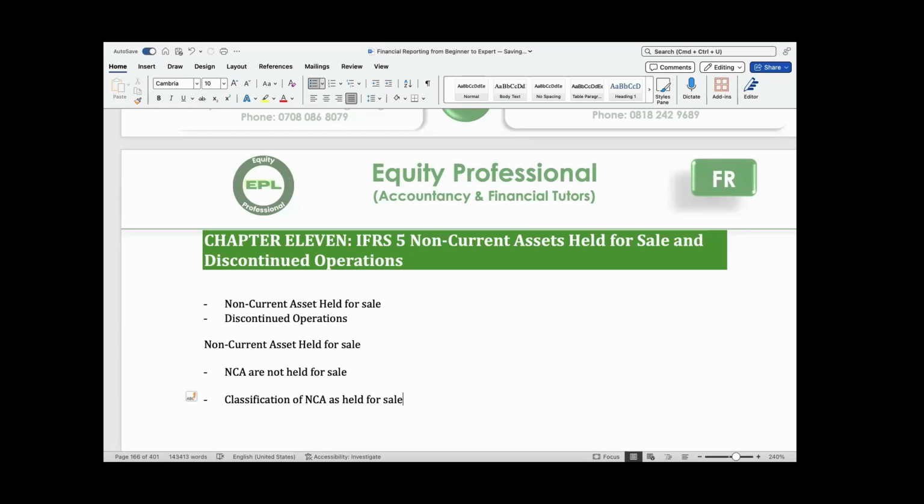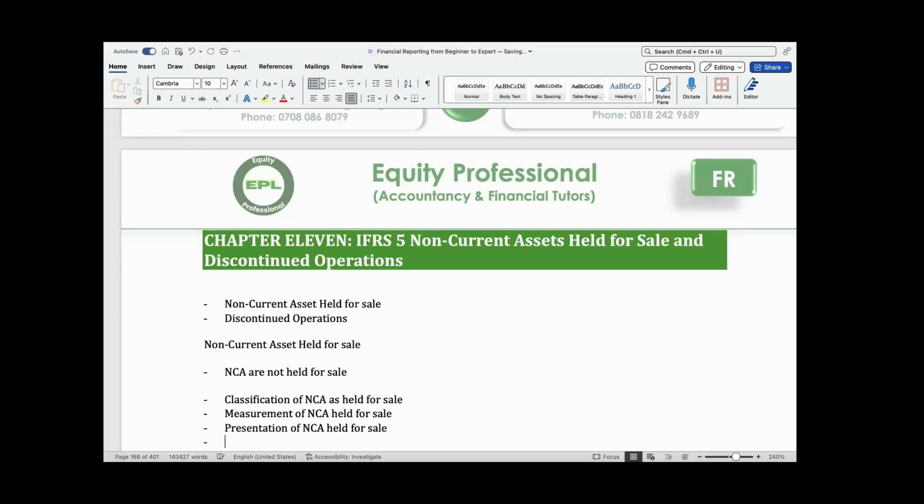Then when that is learned, this standard will also teach you the measurement of non-current assets held for sale. How do you measure a non-current asset held for sale? And finally, how do you then present them? Presentation: when you are saying that you now want to hold these non-current assets for sale, can you still present them as non-current assets? Or how do you then present them? We need to look at that.